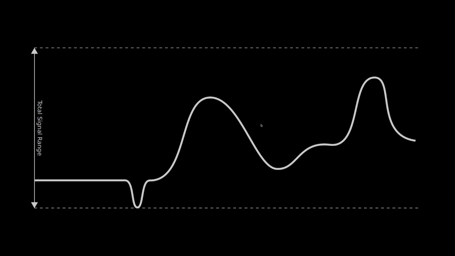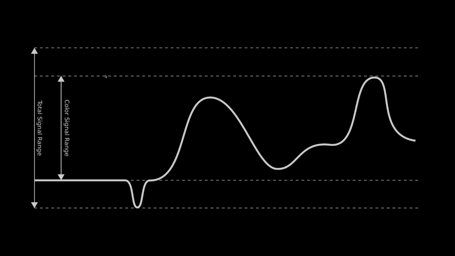So analog television signals only use a part of the total signal range for color data, because other parts of the same signal have to be used for other information. In particular, this lower area is used for synchronization data, and this upper area can interfere with audio, which is encoded in a different way and isn't visible in this graph. Anyway, the details of this aren't super important. The point is that there is this limited range of values that can be used for color information. So this lower level here represents black, and this upper level here represents maximum luminance.